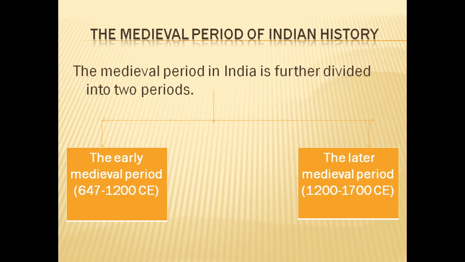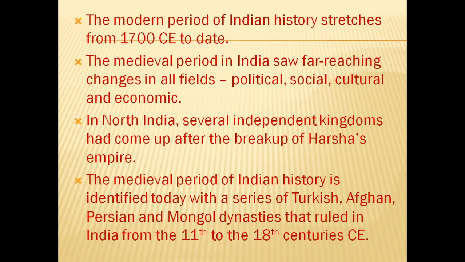The early medieval period is taken to extend from 647 to 1200 CE, after the death of the famous ruler Harsha. The modern period of Indian history stretches from 1700 CE to date. The medieval period in India saw far-reaching changes in all fields. During the medieval period, we find many changes in the fields like political, social, cultural, and economic.